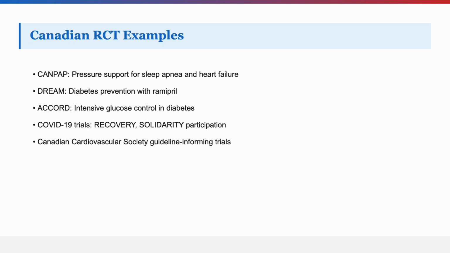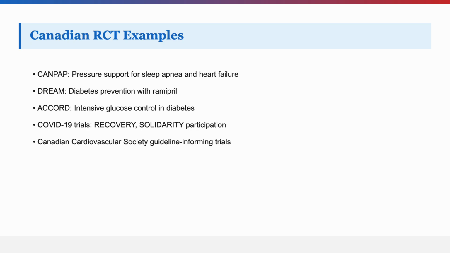Canada has contributed significantly to RCT evidence. Let me highlight some examples. The CANPAP trial tested continuous positive airway pressure for patients with sleep apnea and heart failure. Conducted across Canadian centres, it showed no benefit for the primary outcome but informed understanding of this common comorbidity. The DREAM trial tested whether ramipril or rosiglitazone could prevent diabetes in high-risk individuals. Canadian-led, it demonstrated that rosiglitazone reduced diabetes incidence but raised concerns about cardiovascular safety.